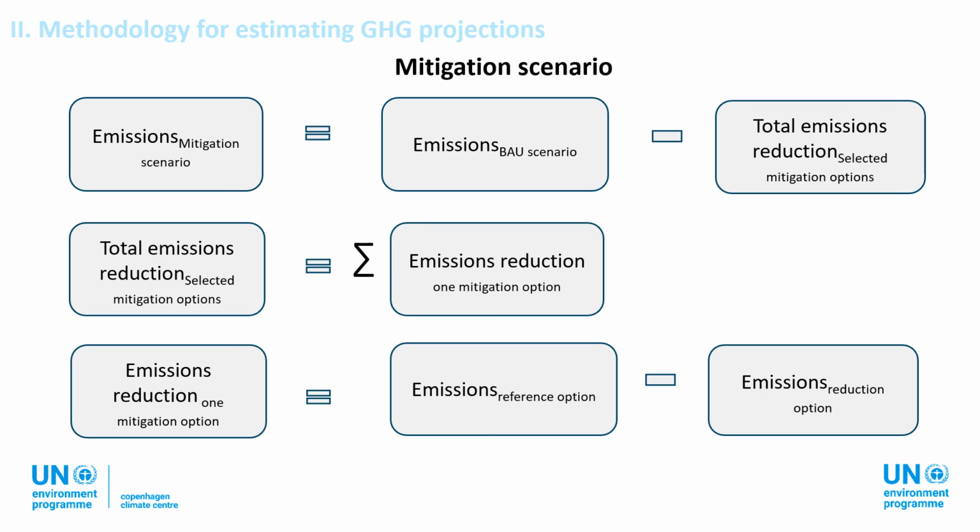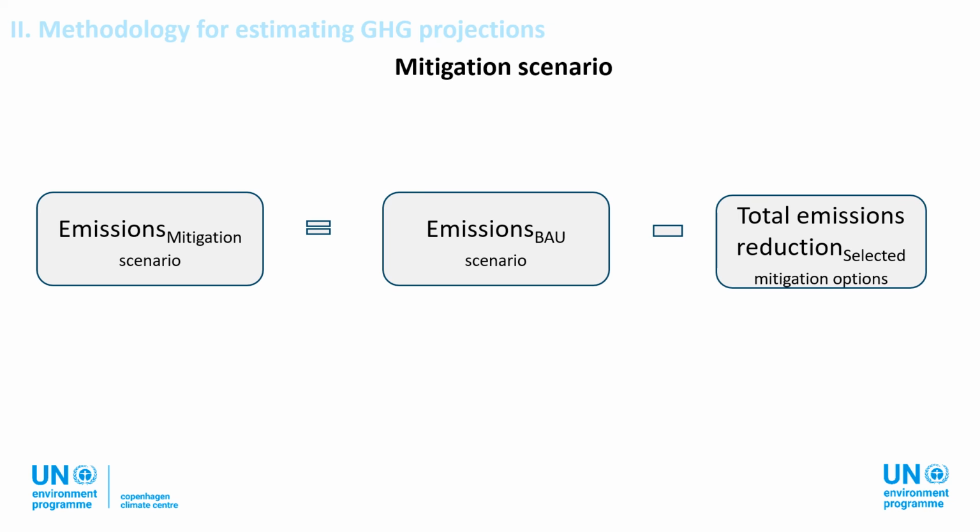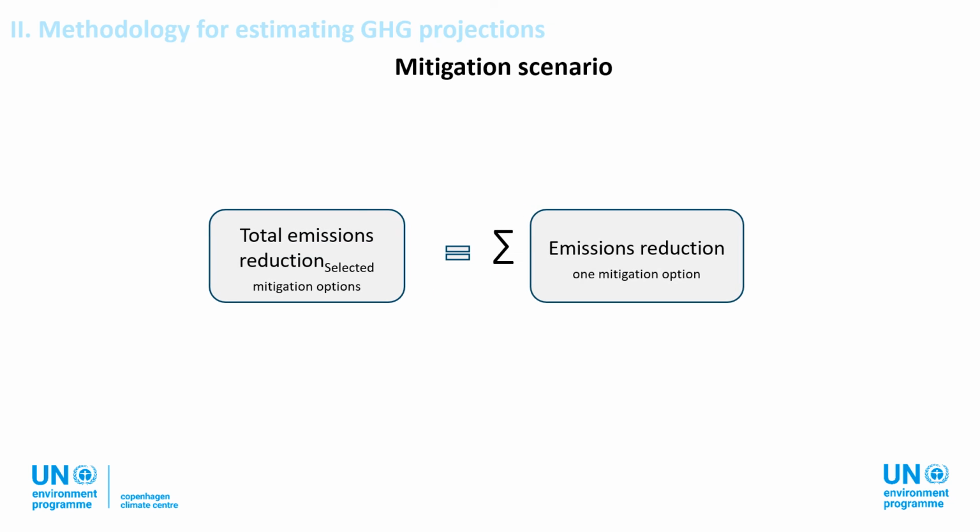This slide shows the approach used by GACMO tool to estimate emissions in the mitigation scenario. Emissions in the mitigation scenario is estimated as a difference between emissions in the business-as-usual scenario and total emission reduction from the selected mitigation options. The total emission reduction from all selected mitigation options by the user is the sum of emission reduction from each individual mitigation option.